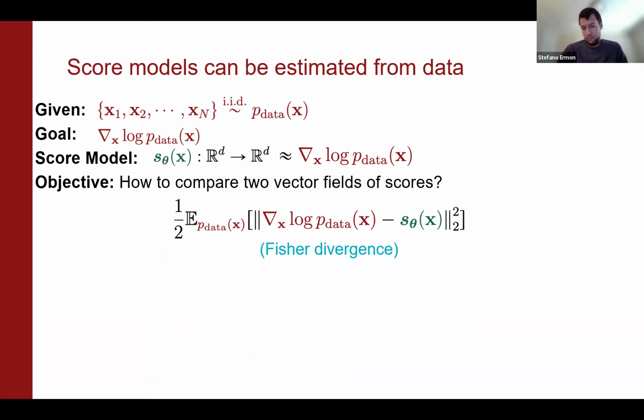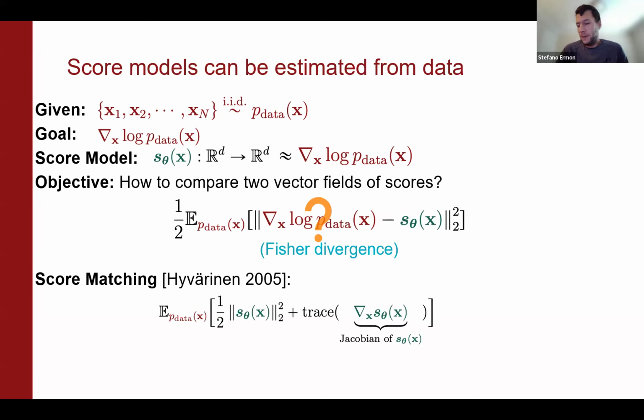So that's the so-called Fisher divergence, where you average with respect to the data distribution of the L2 distance between the true score and the estimated score at every point. This looks like something you will never be able to evaluate or optimize because it depends on the true score function, which is unknown. We only have access to samples from the data distribution.